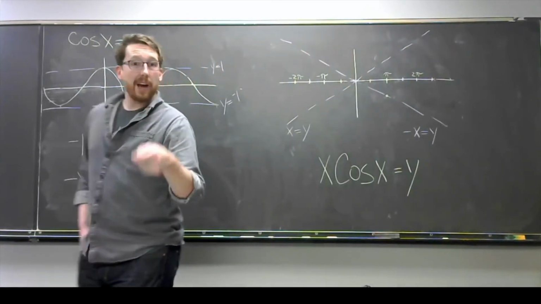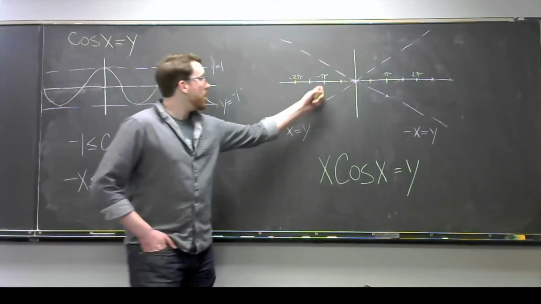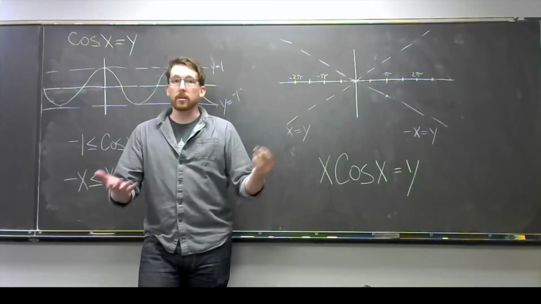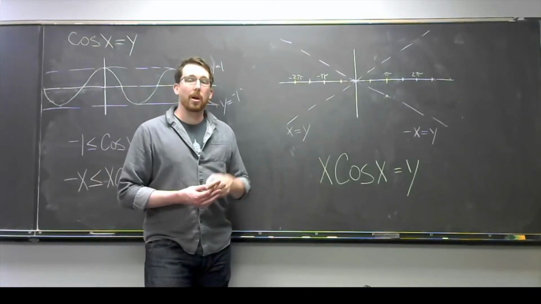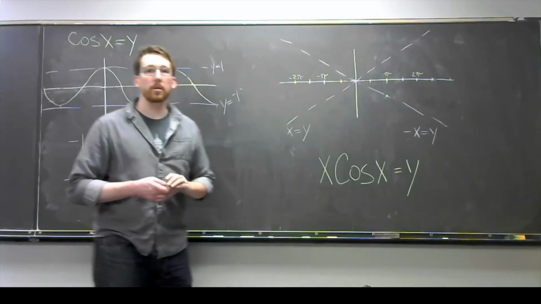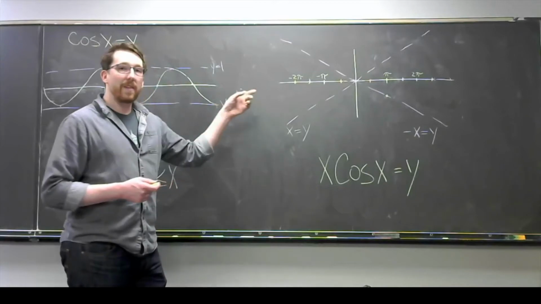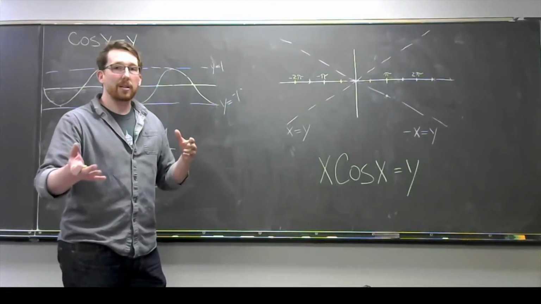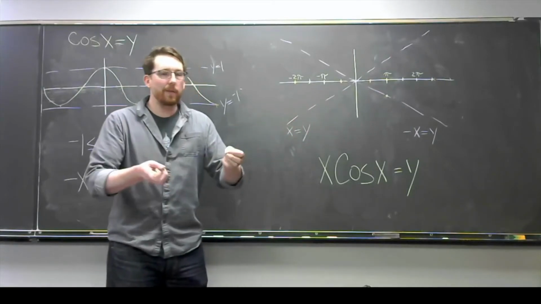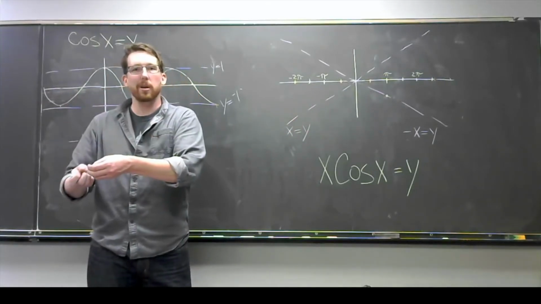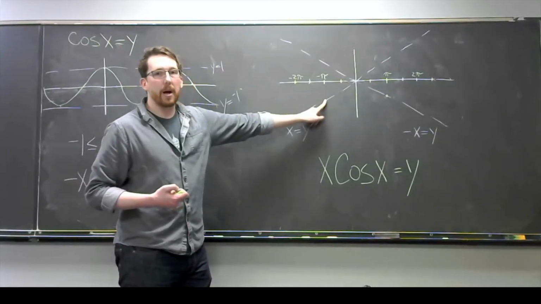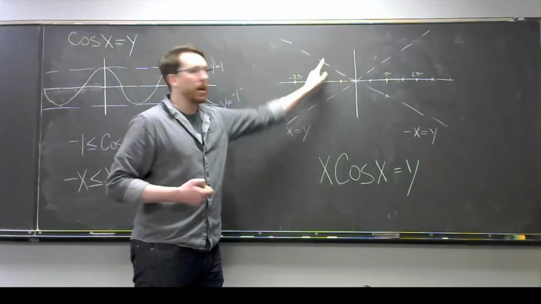Now, in the case where x is equal to -pi, again, we know cosine is -1. -1 times x is negative x, but x is negative pi. And the negative of a negative value is positive. So we must be not at negative pi, but at pi.